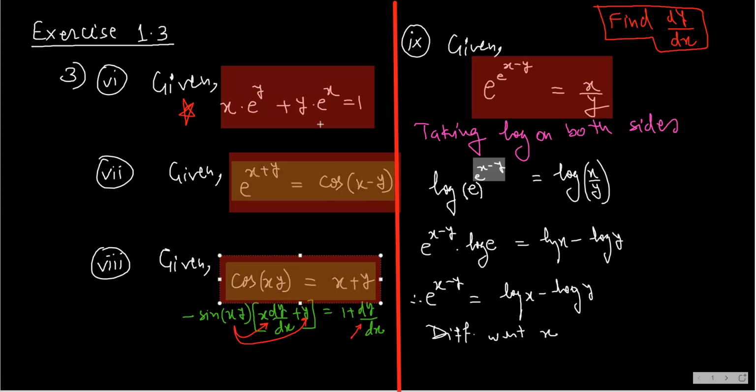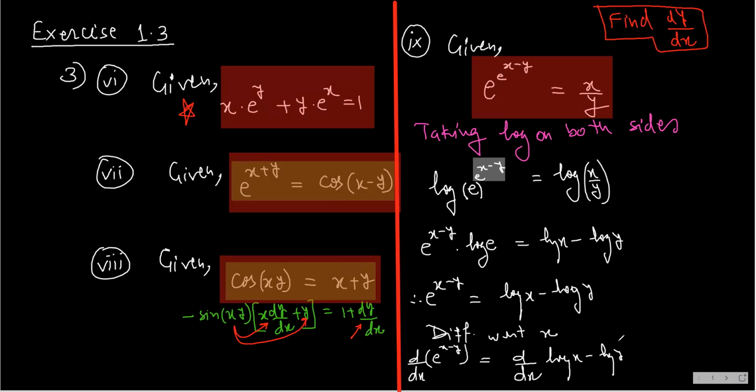Because they are not in the form y equal to f of x. Instead, they are in the form f of xy equals to 0. You have x and y both together. So now when I differentiate with respect to x, here I'll get d by dx of e raised to x minus y, and on the other side, d by dx of log x minus log y.